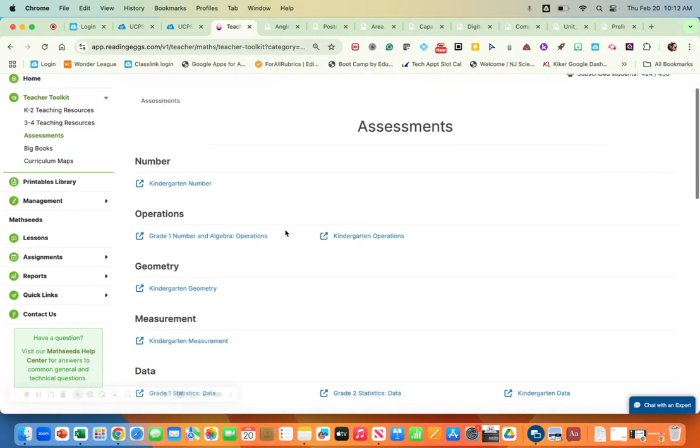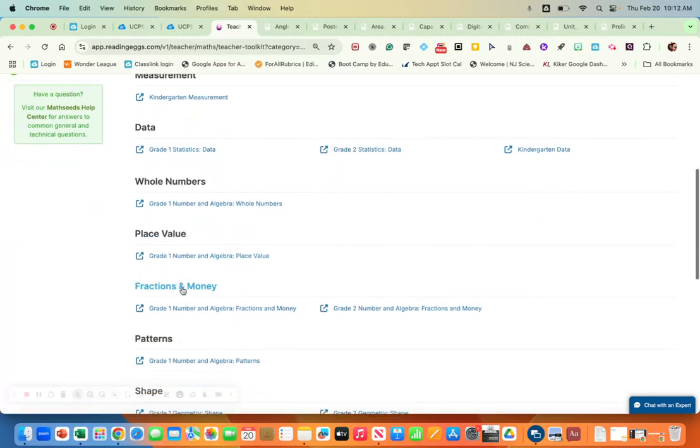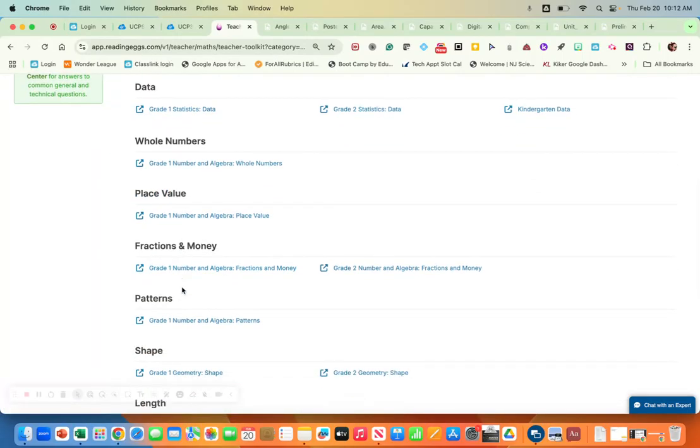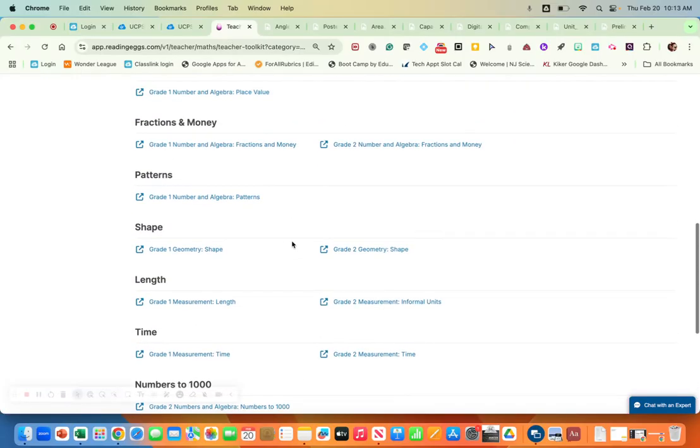So these are assessments. So let's take a look. So they're by grade level, as you can see, kindergarten, grade 1, grade 2, just so that you know the skills and standards that are within MathSeeds go up to grade 2. So that doesn't necessarily mean if students are working in 3rd grade, that they might need help in previous grade level skills. So let's take a look and see.